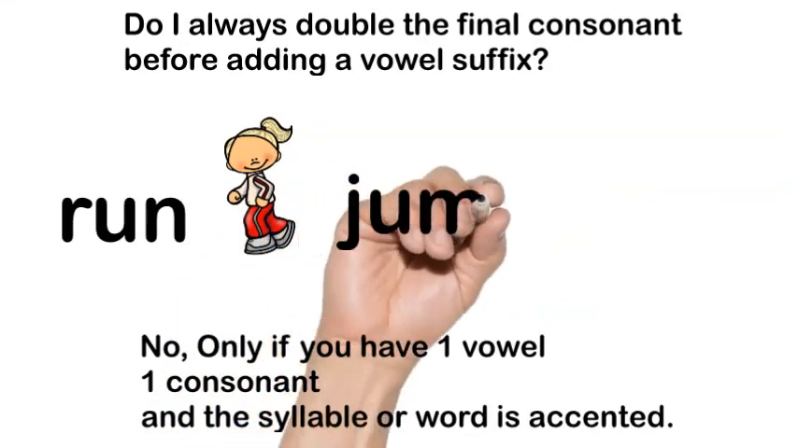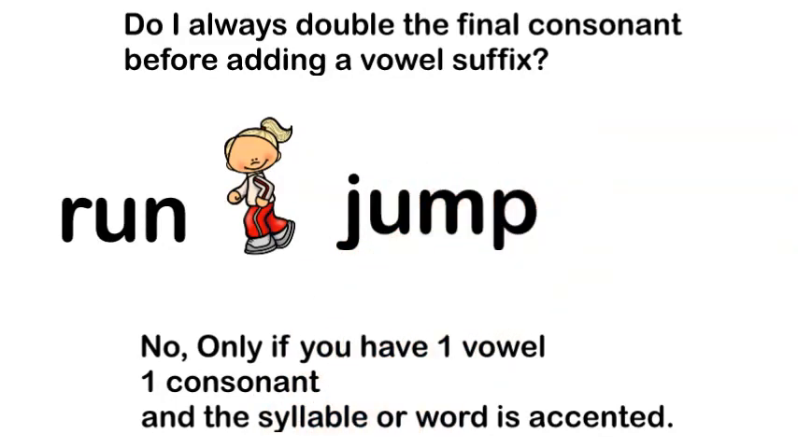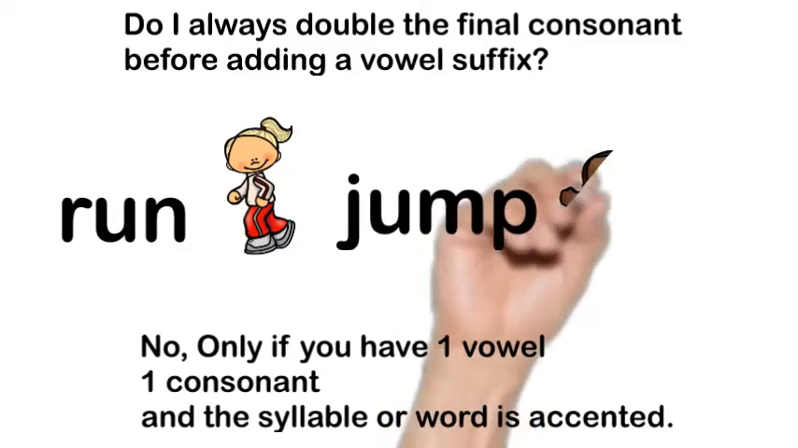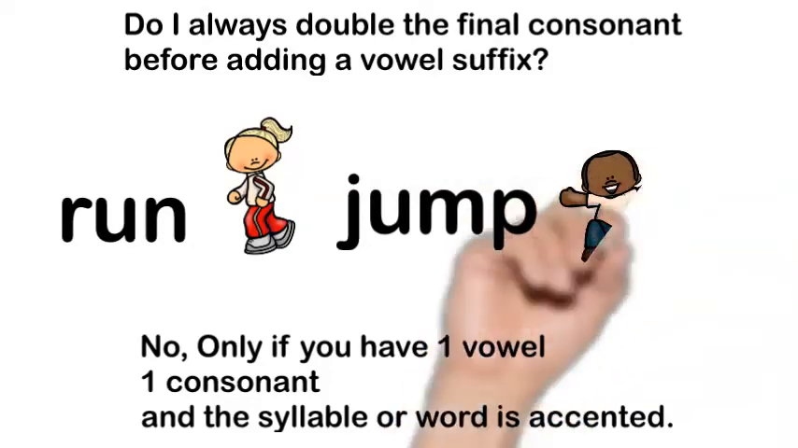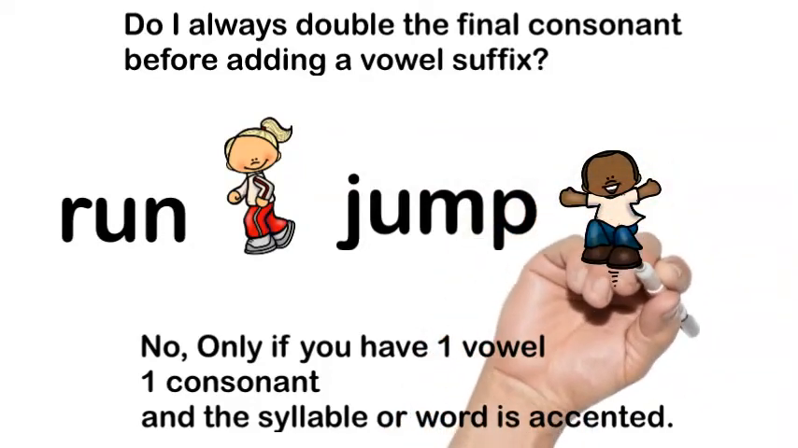Here's another word. Here's the word jump. Do I have one vowel? Yes. Do I have one consonant after the vowel? No, I have two. So I'm not going to double my P before I add a vowel suffix. So let's try it. We have the base word run. It has one vowel, one consonant after the vowel, and it's one syllable, so I know it's accented. So I'm going to double that N before I add a vowel suffix, ing, and it becomes the word running.